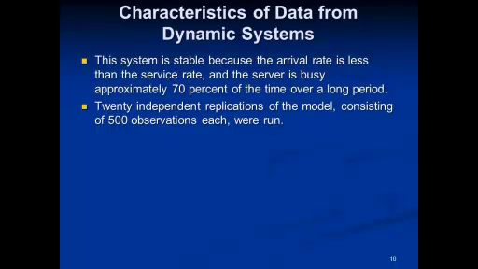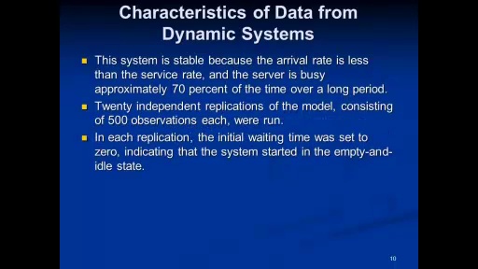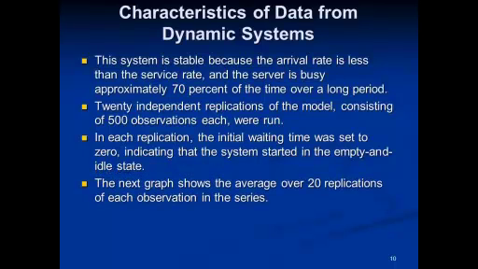What I've done in advance is some analysis, and the particular analysis I did was 20 independent replications of the model consisting of 500 observations each. In each replication, the initial waiting time was set to 0, indicating the system started in the empty idle state. On the next slide, I'll show you a graph that shows the average over 20 replications of each observation in the series.